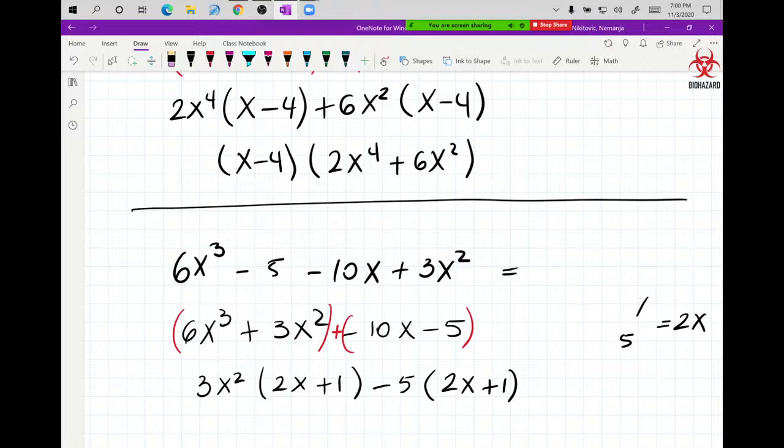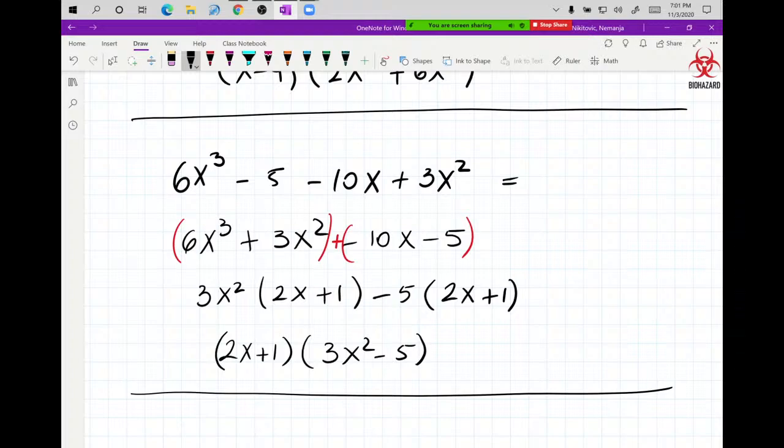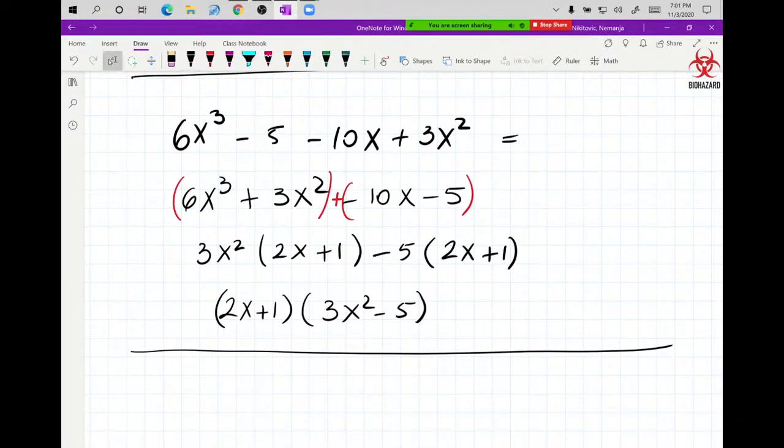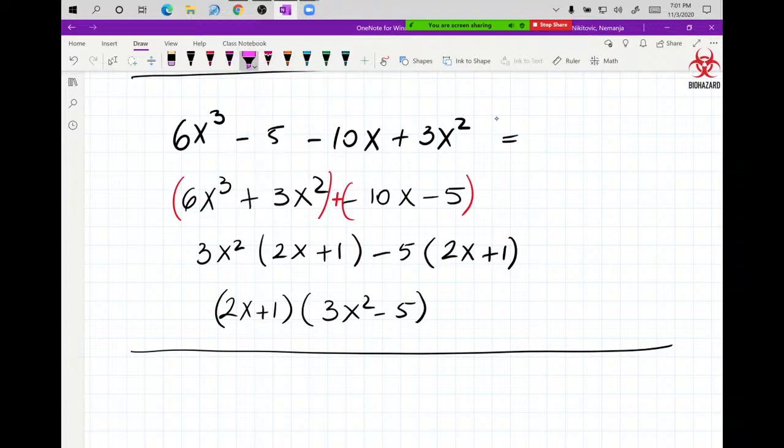Let's take a look at the final stage here. So now I have 2x plus 1 as a common factor, and then I have 3x squared minus 5 in this parenthesis. So we had a couple of these issues. I don't know if I should call them issues or interesting things or whatever. The negative belongs to the 10.